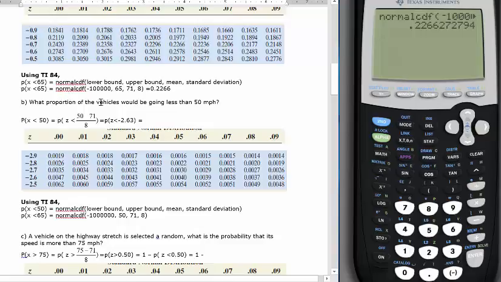What proportion of the vehicles will be going less than 50 miles per hour? Pretty much the same as in the previous part. So we need a probability of x less than 50. I need to change 50 to a z-score. That's very important. So that would be 50 minus 71 divided by 8, and if you do the math, it will be negative 2.63. Now let's figure out what it is using the table.